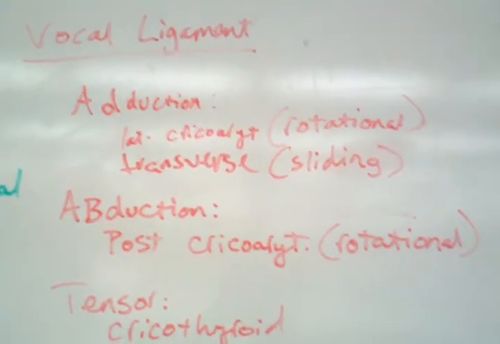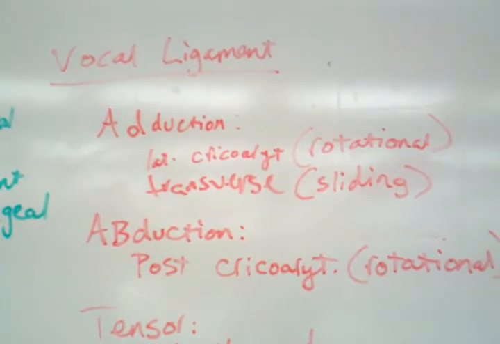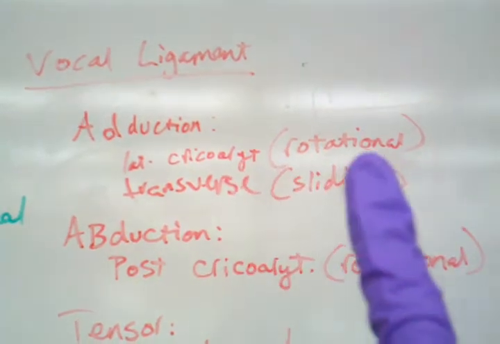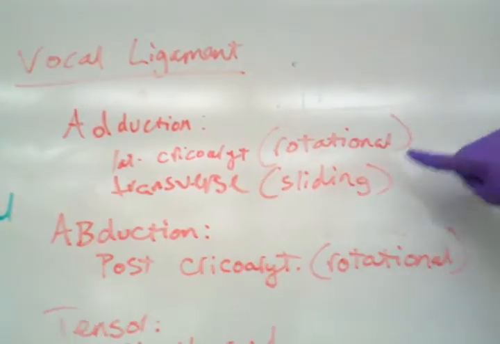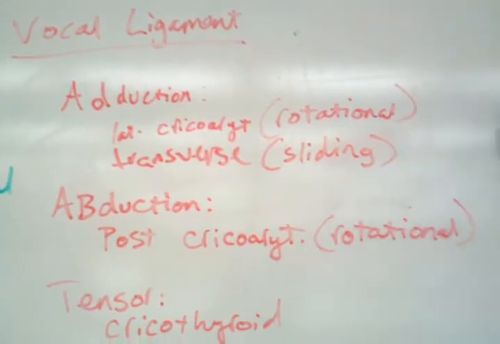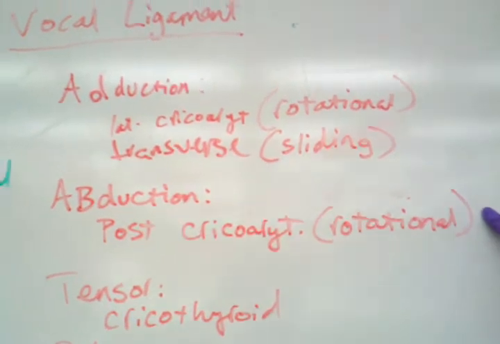Alright, so just to review, we have two adductor muscles, adduction, so bringing the vocal ligaments closer together, and that's the lateral cricoarytenoid, which is involved in rotational, and the transverse, which is involved in sliding. The only muscle that you have for abduction is the posterior cricoarytenoid, which is involved in rotational.